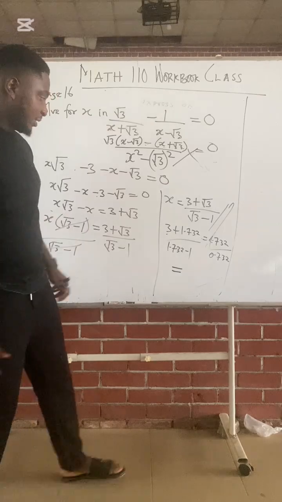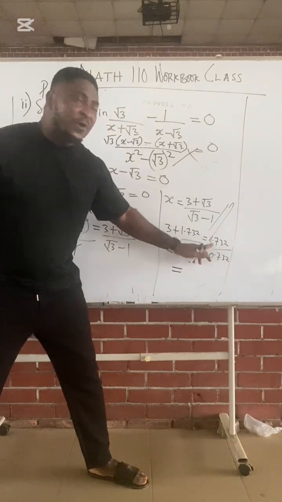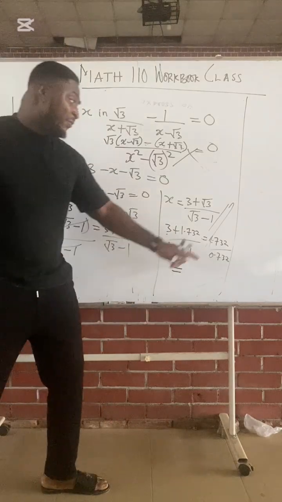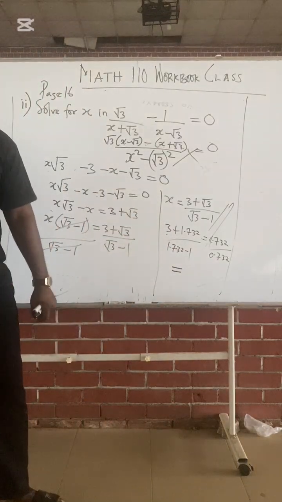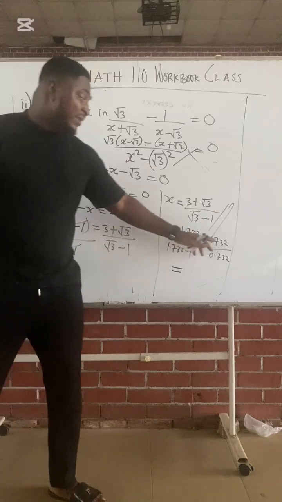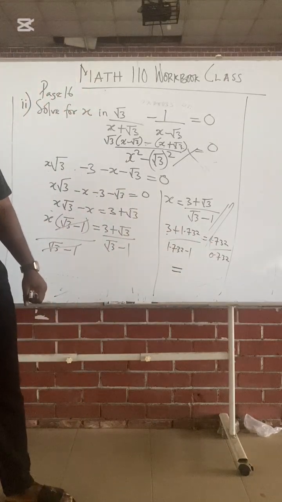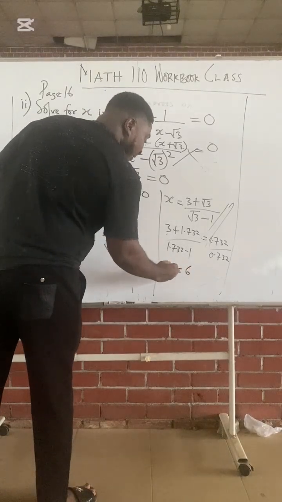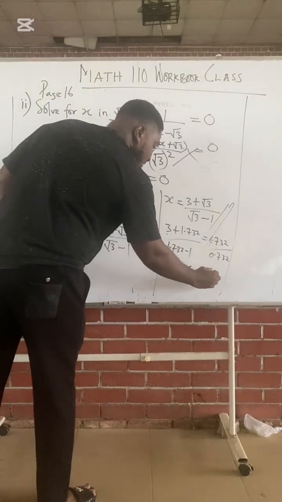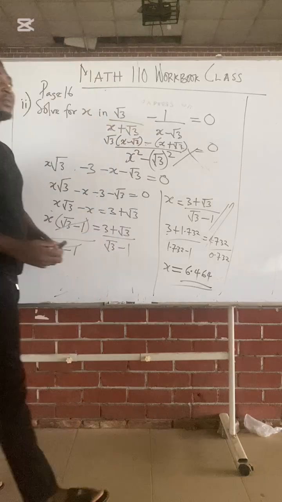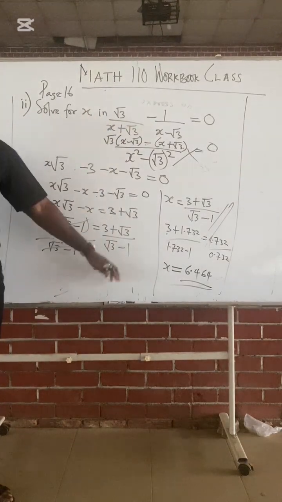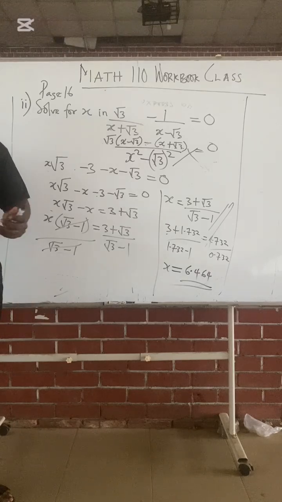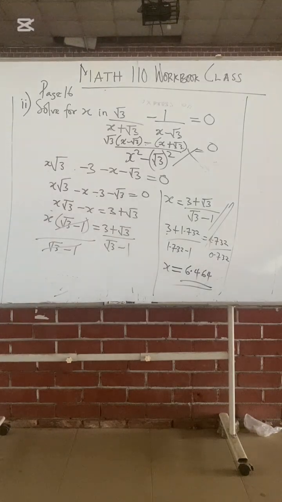1.732? Thank God. 3 plus 1.732 is 4.732. So 1.732 minus 1 is 0.732. Who has done 4.732 divided by 0.732? Yeah, 4.732 divided by 0.732 is 6.464. So our final answer for x is 6.46. Fast, right.